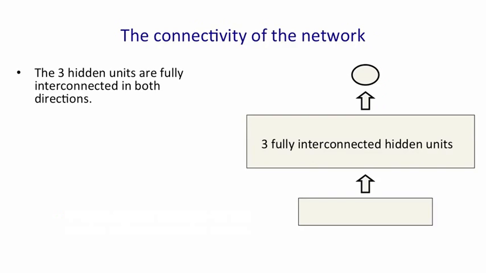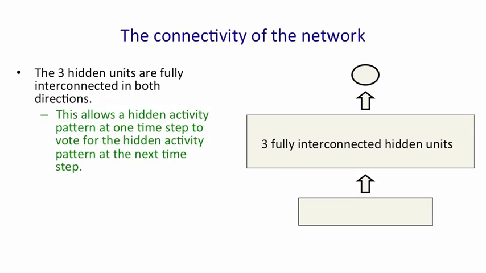So the net looks like this. I only gave it 3 hidden units. That's sufficient to do the job. It would learn faster with more hidden units, but it can do it with 3. The 3 hidden units are fully interconnected, and they have connections in both directions that don't necessarily have the same weight. In fact, in general, they don't have the same weight. The connections between hidden units allow the pattern at one time step to influence the hidden activity pattern at the next time step.